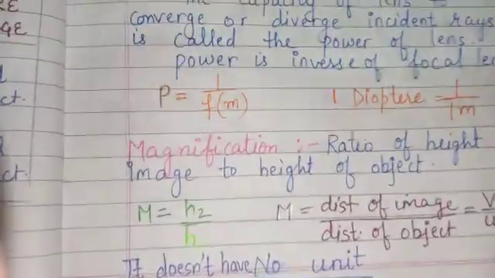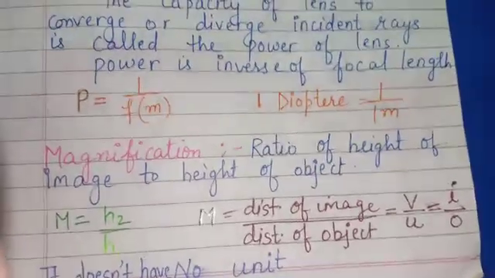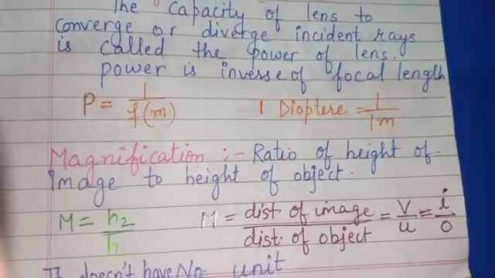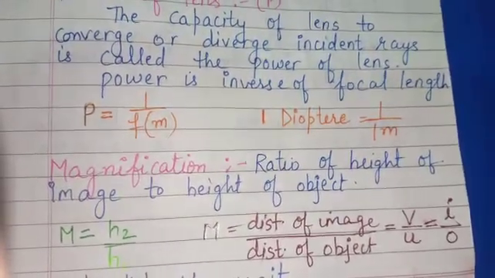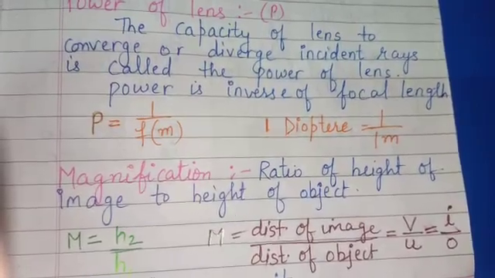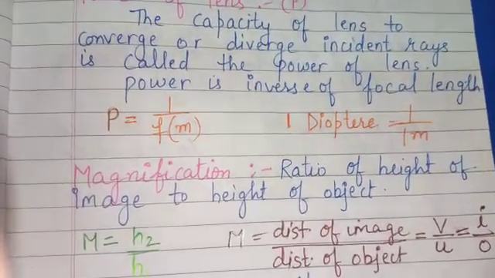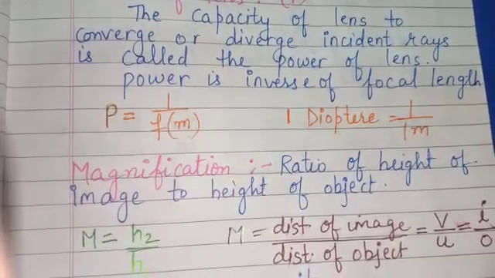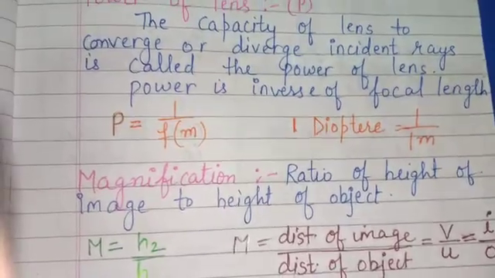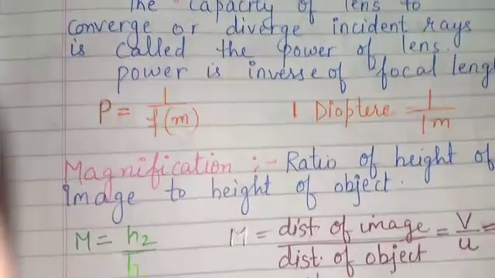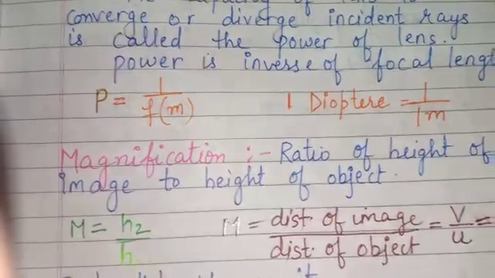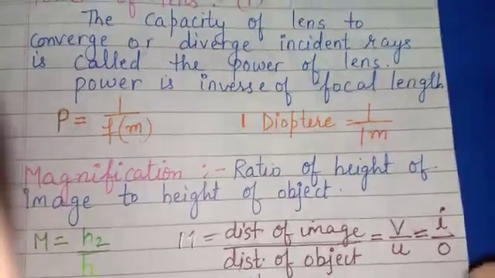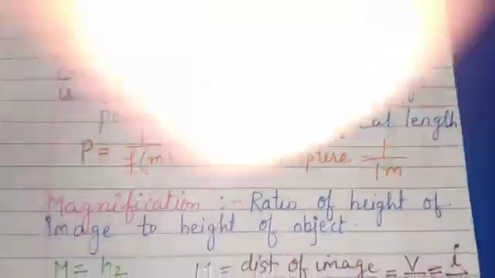Now, magnification. Everybody has heard the word magnification. It means how much magnified, how much bigger or smaller an image you are getting. What is magnification? The ratio of the height of the image to the height of the object. This ratio shows how big the object was and how big an image you are getting. That is M is equal to H2 upon H1, where H2 is the height of the image and H1 is the height of the object. In the second definition, M is equal to the distance of the image upon the distance of the object, that is V upon U, or I upon O. I means image, O means object. Clear?